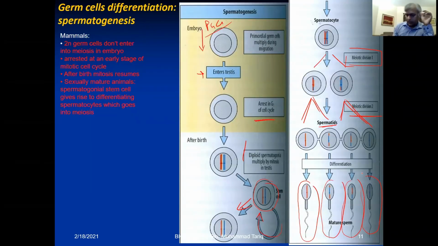I told you here, once the PGC divides, a second germ cell does not enter into meiosis in the embryo, and they arrest at an early stage of the mitotic cell cycle. Only after birth does mitosis resume, and you have a stem cell-like division. This is very useful in males because, unlike females, you have a continuous source of sperm production. You don't have a fixed number of sperm. A primordial germ cell undergoing stem cell-like division gives you a continuous source of future spermatocytes.